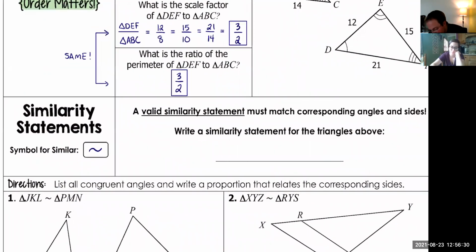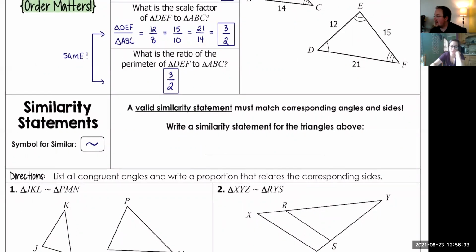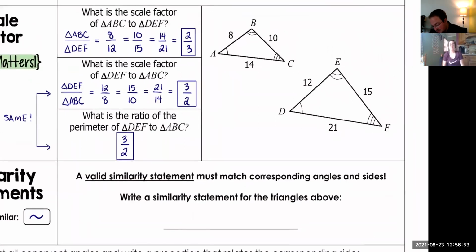So long as you can prove that two polygons, or triangles today, are in fact proportional, based off of their corresponding angles being congruent and their corresponding sides being proportional, you can write a similarity statement for those two triangles. We proved that they use the same scale factor in the triangles up above. So if we were to write a similarity statement for those two triangles, we would say that triangle ABC is similar to triangle DEF.